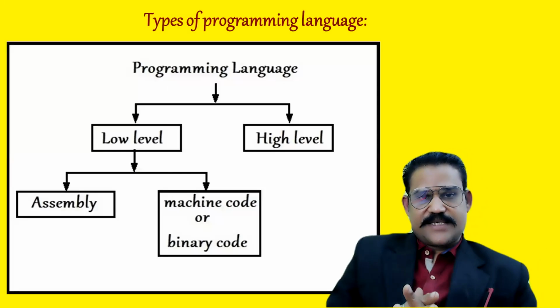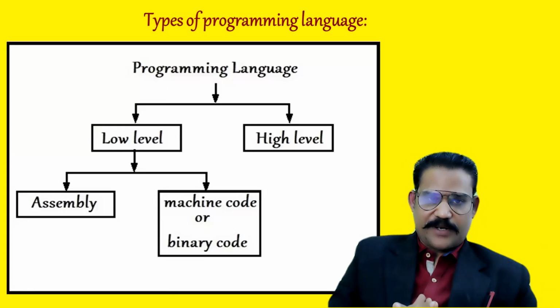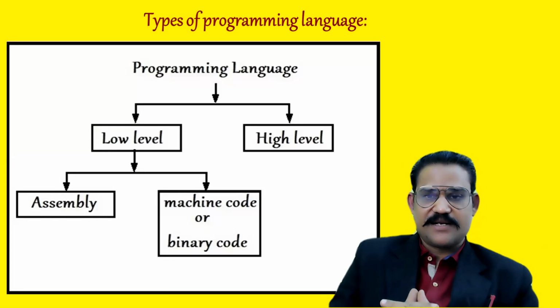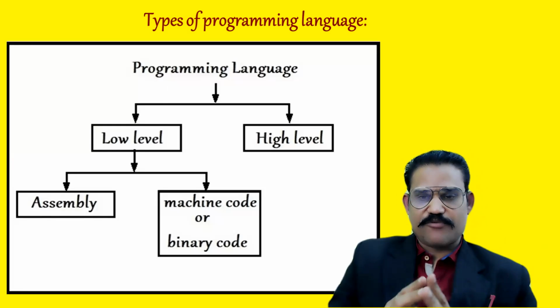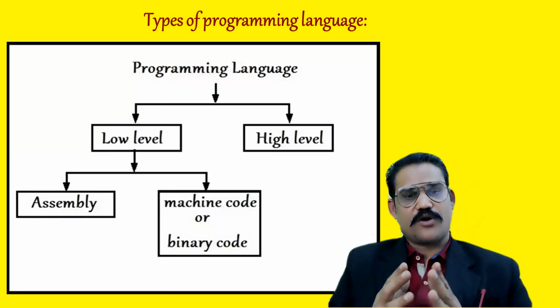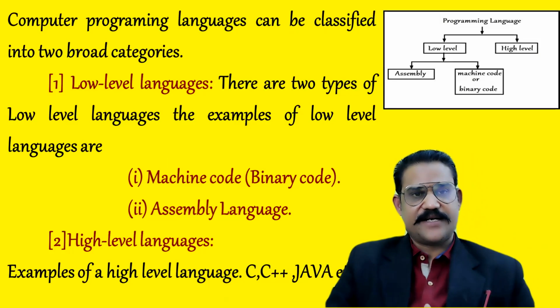As you can see here in the chart, there are basically two types of programming language. First is low level programming language and second is high level programming language. Further, low level programming language can be classified into two categories, that is assembly language and machine code or binary code.